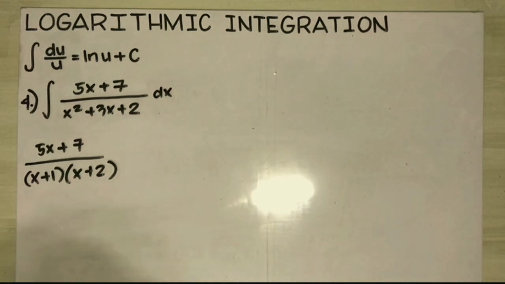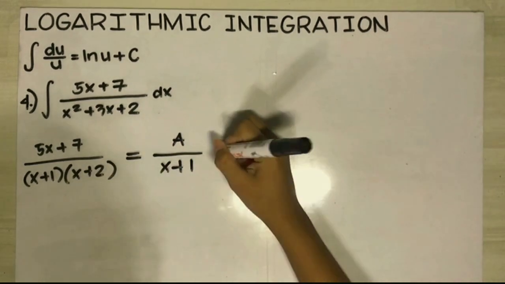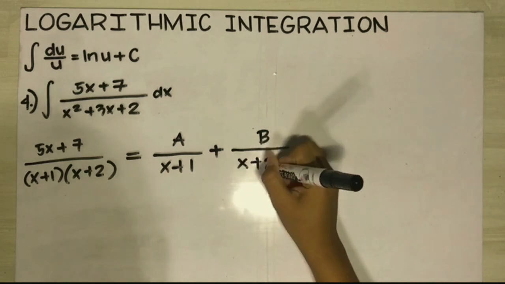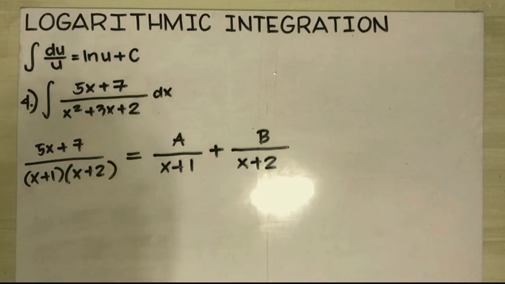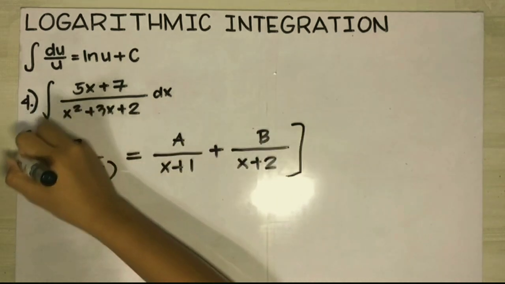In partial fractions, the first step is we are going to set this equal to A all over this one plus B all over this one. So for us to cancel the denominators, we have to multiply x plus 1 times x plus 2 on both sides.